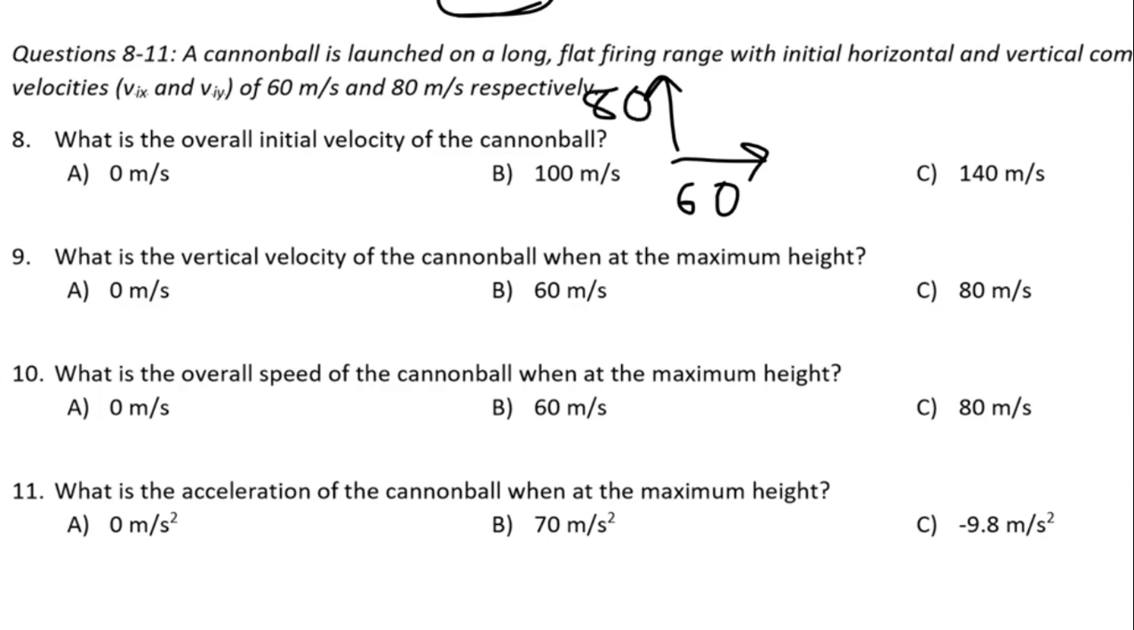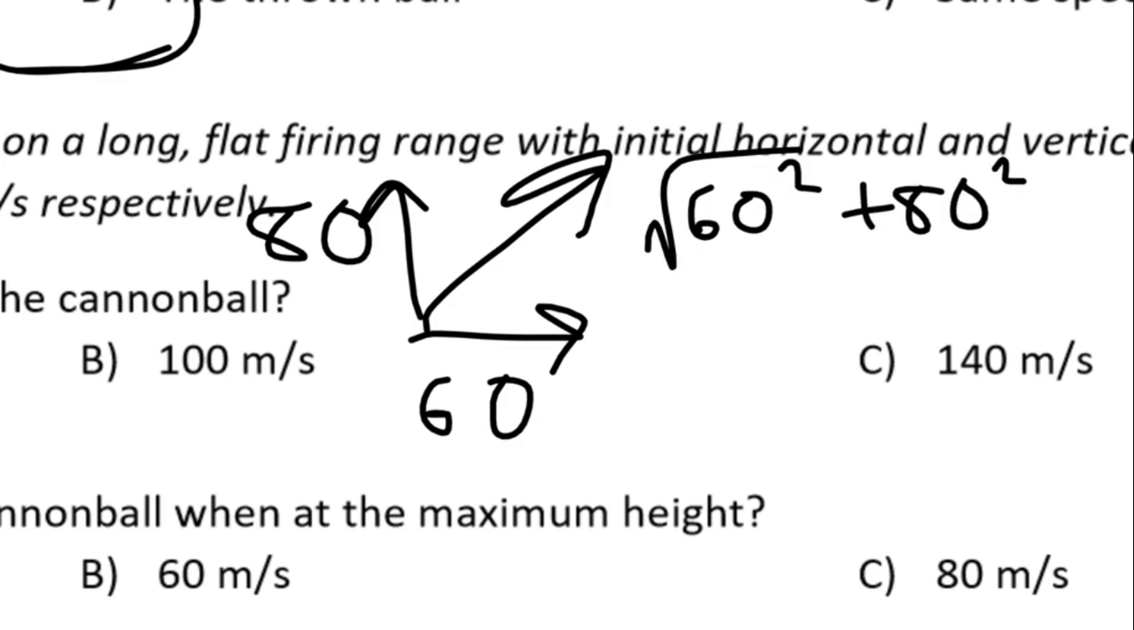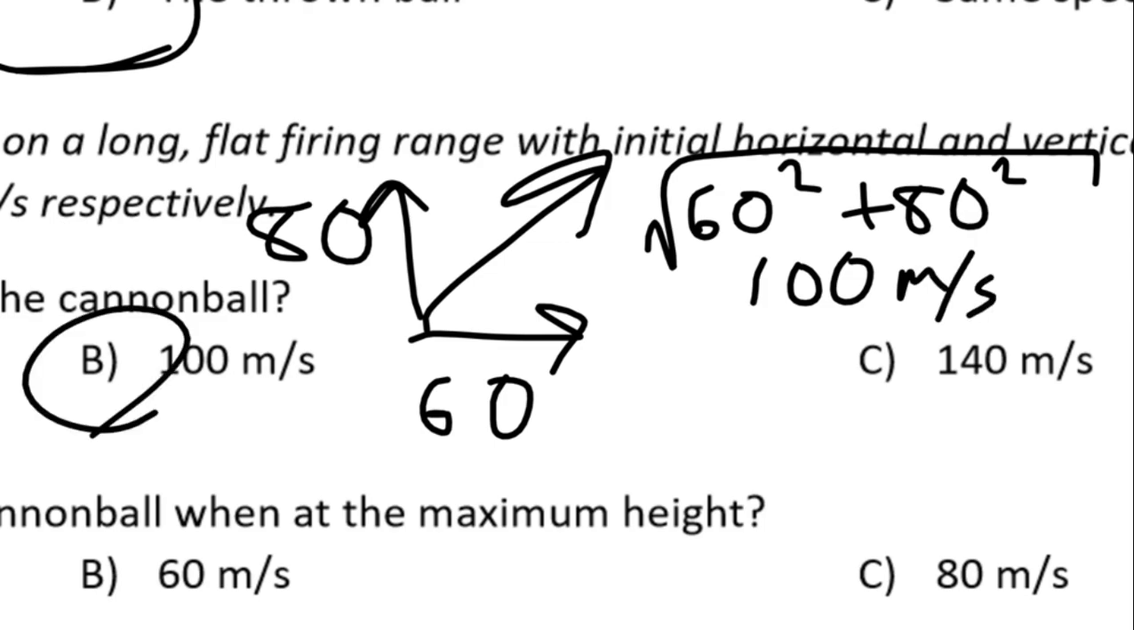And so my initial total velocity is the combination of these two, which is the square root of 60 squared plus 80 squared, from adding those two vectors together, or 100 meters per second. Don't add them together with simple addition, because they're not going in the same direction.